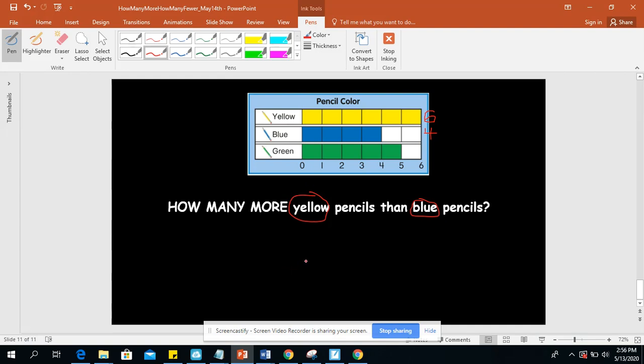Well, again, we can subtract to find the answer. Take the bigger number, 6, take away 4, and that equals 2. There were 2 more yellow pencils than blue pencils. And you can even see it in the bar graph. If you look at the picture, you can see that there are 2 extra yellow pencils. So there were 2 more yellow pencils than blue pencils.